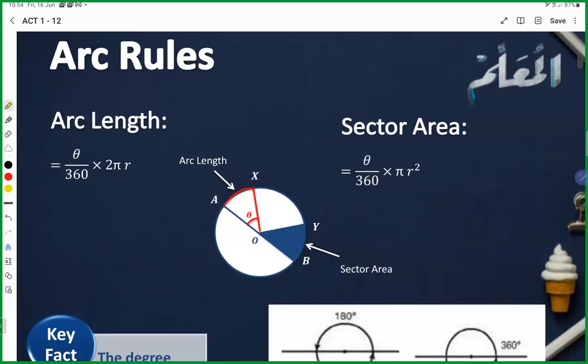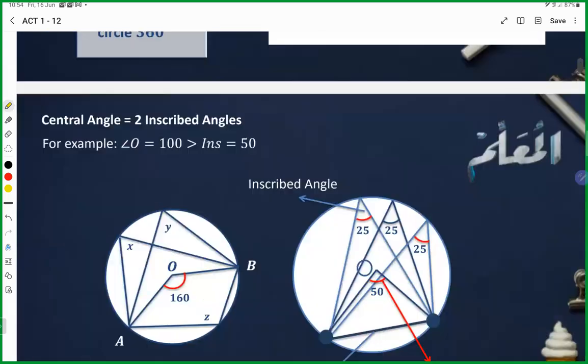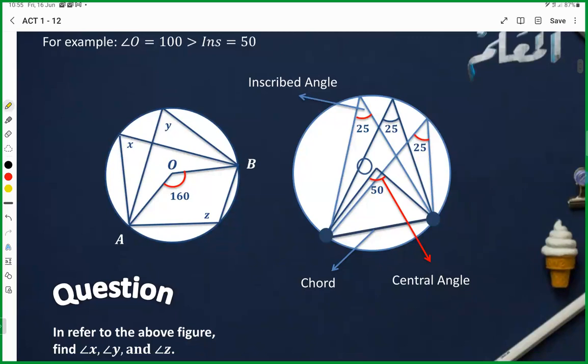Here we go with the arc length, which means theta over 360 times 2 pi r. It's like a portion of the circumference. And the area of a sector means theta over 360 times pi r squared, which is a portion of the circle's area. Remember also the inscribed angles and their relation with the central angle.